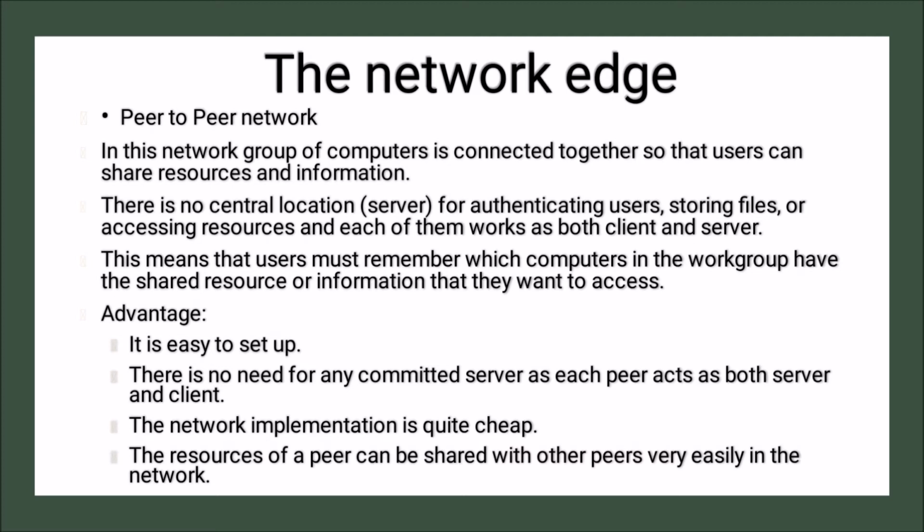Let us discuss it one by one. The first is peer-to-peer network. In this network, a group of computers is connected together so that users can share resources and information. There is no central location like a server for authenticating users, storing files or accessing resources, and each of them works as both client and server.